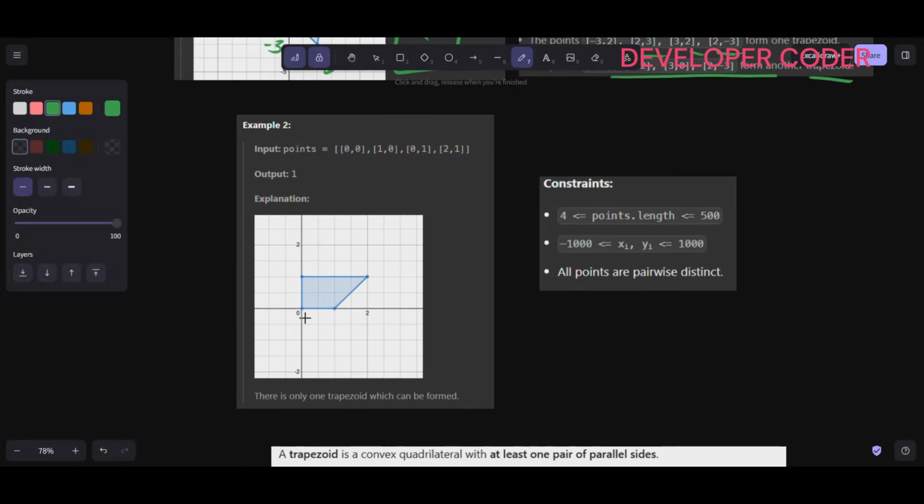Here if you see this and this, both are parallel, so 1, right? And if you see the constraints, points dot length is from 4 to 500, right? And x of i, y of i value is also from -1000 to 1000, and all points are pairwise distinct.